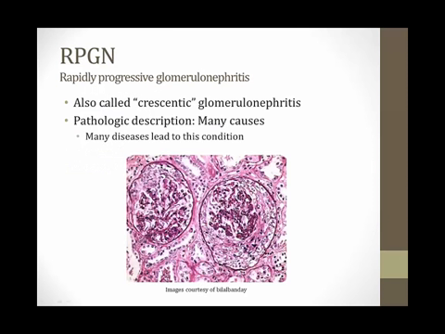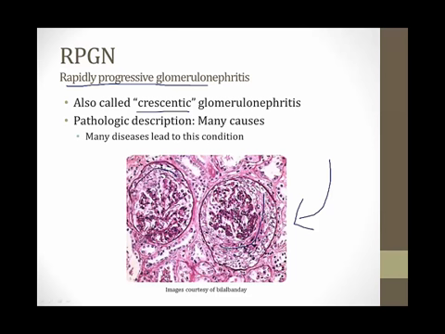Our next cause of the nephritic syndrome is RPGN, which is rapidly progressive glomerulonephritis. This is also called crescentic glomerulonephritis, and it gets this name because the hallmark on renal biopsy is the presence of crescents within the glomeruli. I'm drawing my pen through a crescent in one of the glomeruli in this image. There's another one over here. These crescents are the hallmark of RPGN.